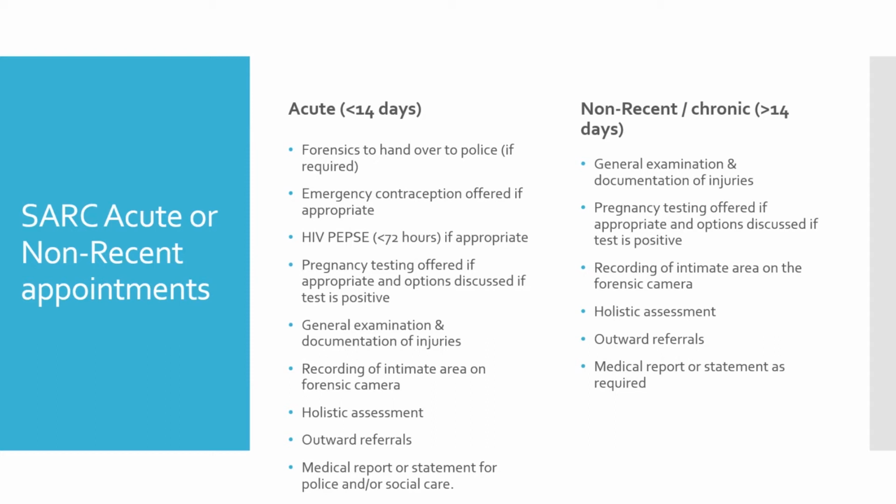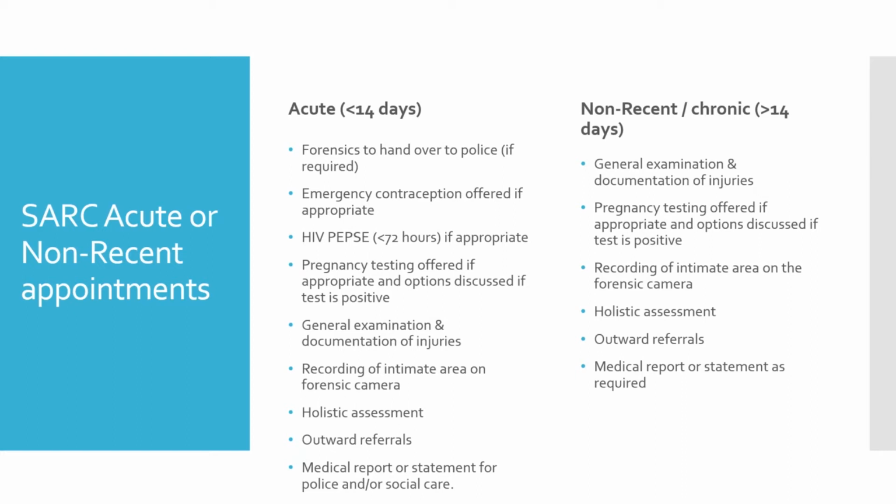It's done very slowly in a very step-by-step manner, so that the child only has to uncover a small part of themselves along the way. So you would document arms, and then they'd cover their arms back up again, and then we'd move on to a different part, so they don't have to fully expose all the body at the same time. We would record the intimate area with a forensic camera, and we offer a holistic assessment. So we look at their wider health and social needs.